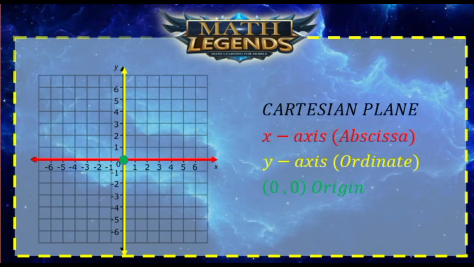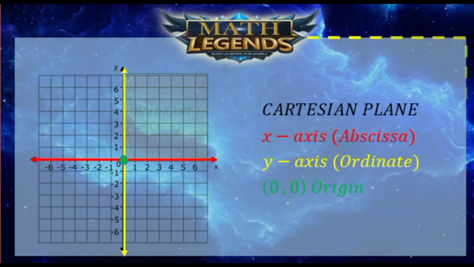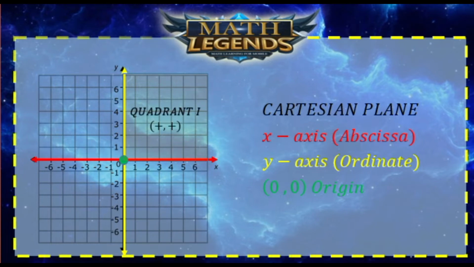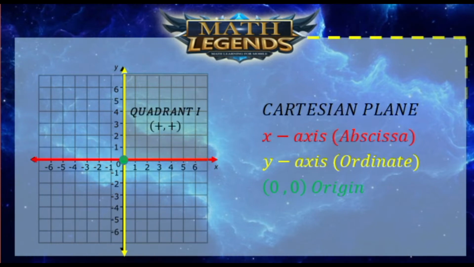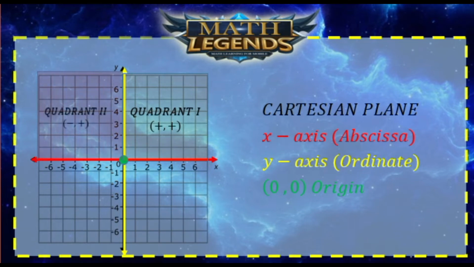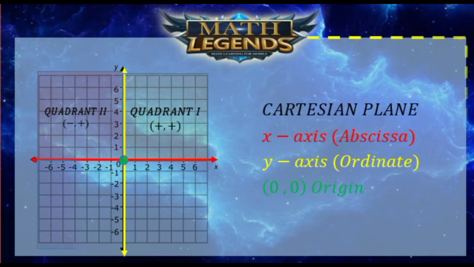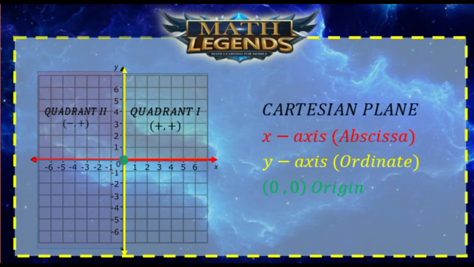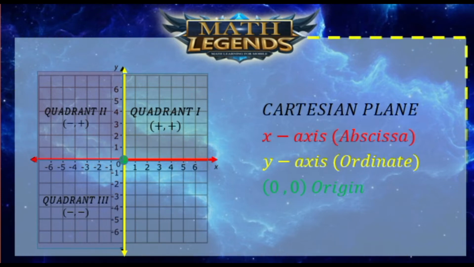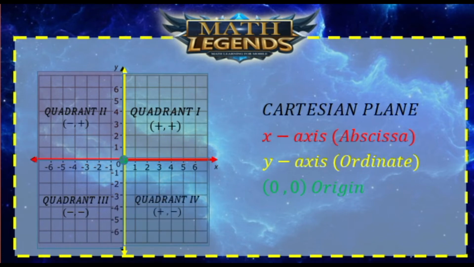We have here along the positive x and along the positive y, also known as quadrant 1, and we also have along the negative x and along the positive y, also known as quadrant 2, and we also have along the negative x and along the negative y, also known as quadrant 3. And lastly, we also have along the positive x and along the negative y, also known as quadrant 4.